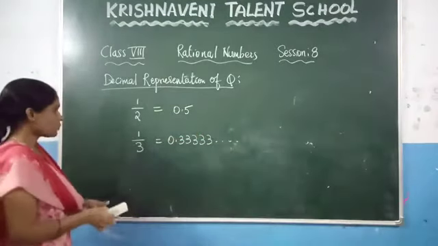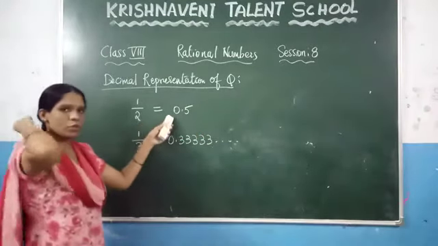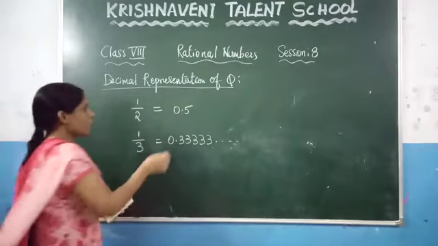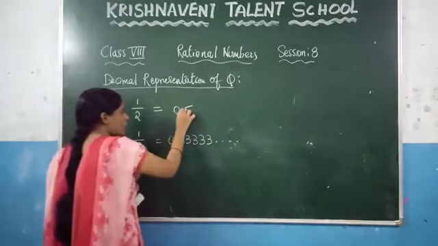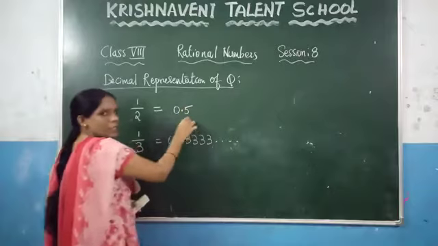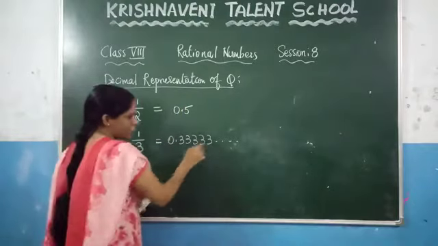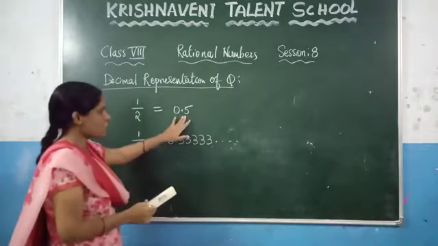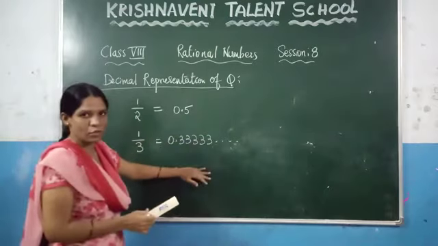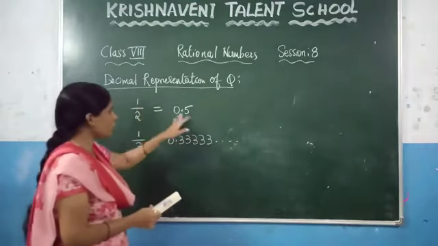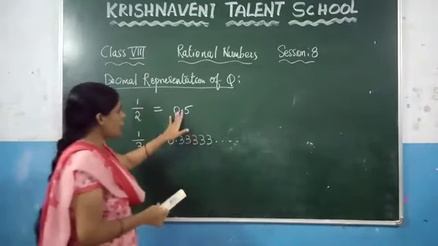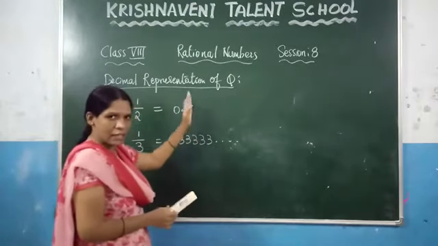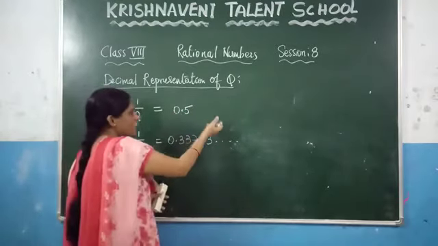Based on these two examples, let us define terminating and non-terminating decimals. What is the value of 1 by 2? You got it as 0.5. Here you can observe that after the decimal point it has an end. It does not go on like this. At this stage you got the remainder as 0. So the value of 1 by 2 is 0.5, and after the decimal point it has an end. It does not have any other digits.